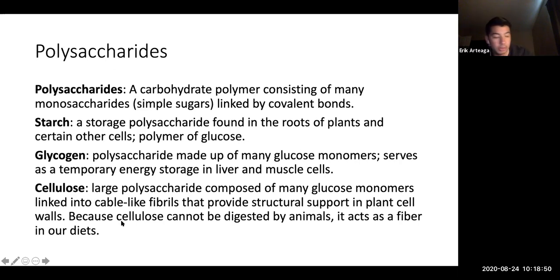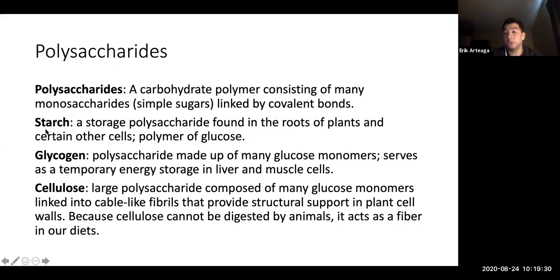Cellulose is a little bit different. Cellulose is not going to be associated with energy recovery. Cellulose is cable-like fibrils, right? This cellulose is essentially glucose that is arranged in a way that's very, very sturdy. So again, starch and glycogen are easily accessed, right? Your body can easily rip off the glucose from these large polymers and utilize that glucose for energy, right?